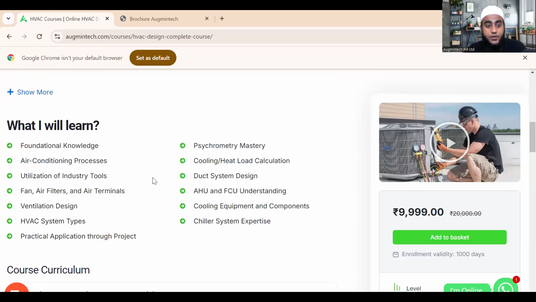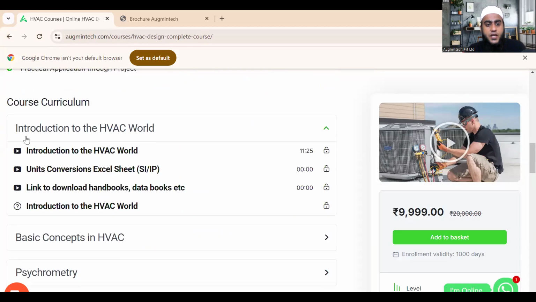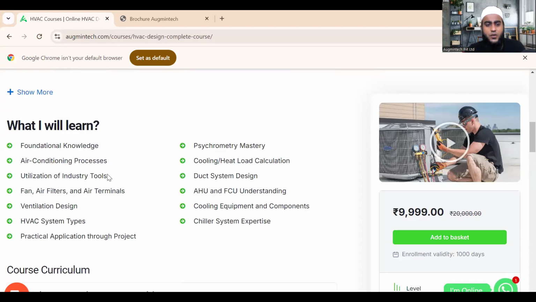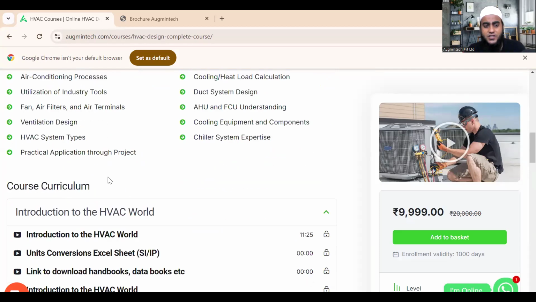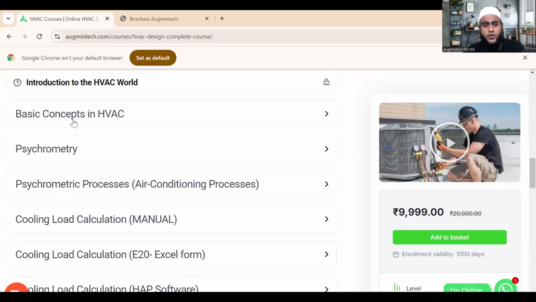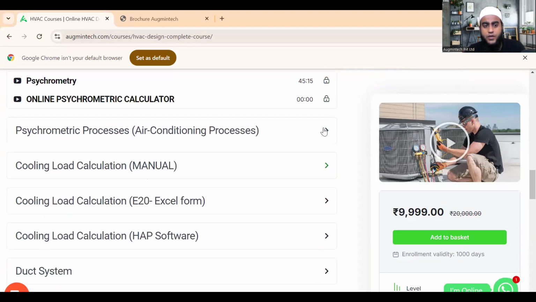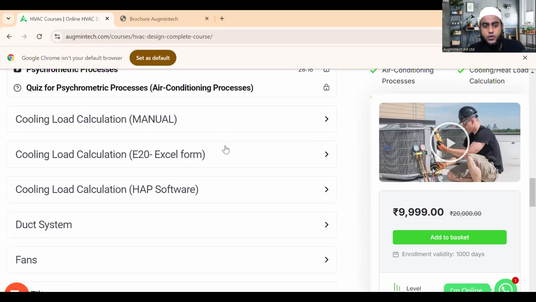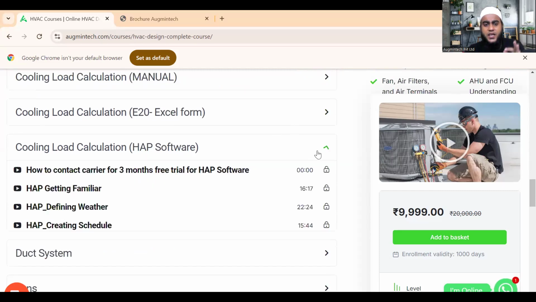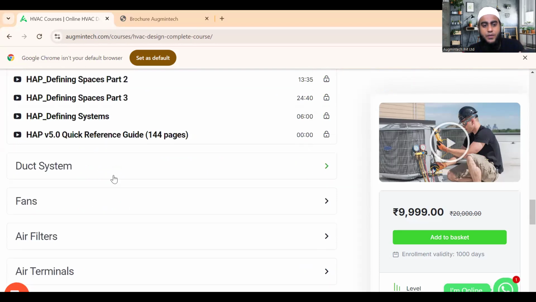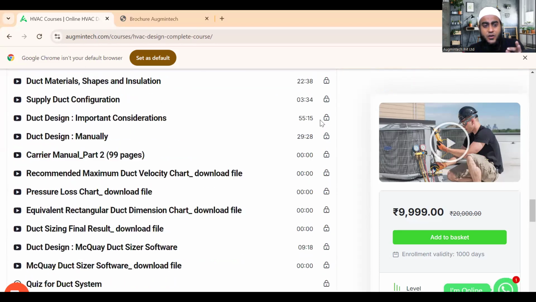Now let's see what you will learn in this course. The complete syllabus teaches each and everything in detail. Fundamental knowledge: some basic fundamentals of the HVAC system, air conditioning process, introduction, basic concepts, whatever we are teaching here. Psychrometric details are there. Even cooling load and heating load values we have calculated manually using the E20 method, Excel sheet, and the HAP software, Hourly Analysis Program. Everything is discussed in detail. Every topic is written, and duct system designing is also given in detail.